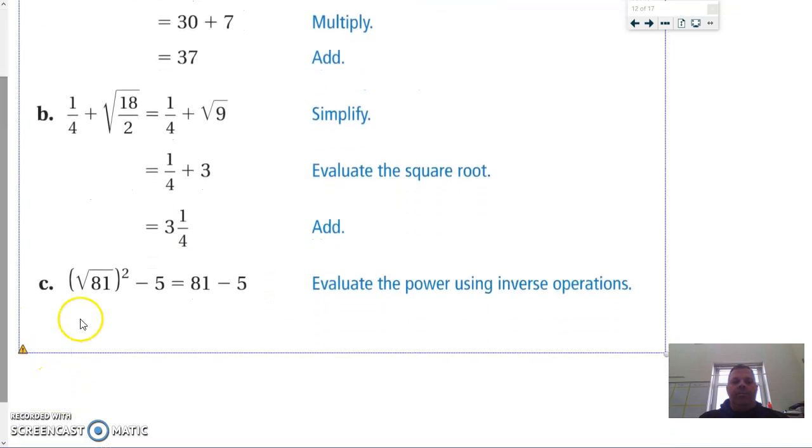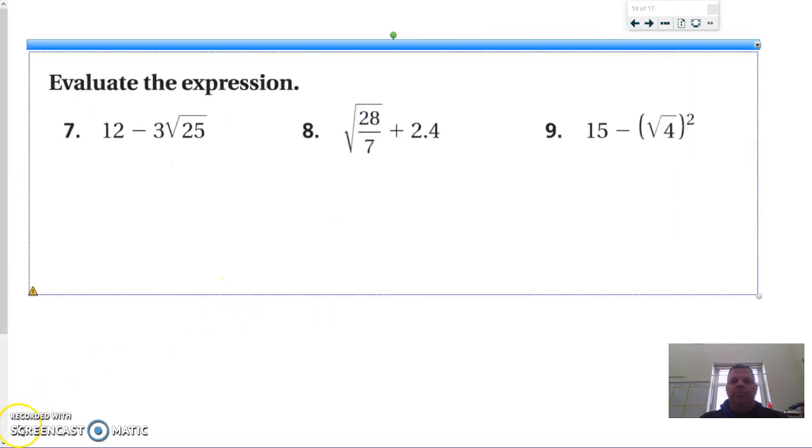In our third example, the square root of 81 is 9. 9 squared is 81. 81 minus 5 is 76. If I take the square root and square it, it basically cancels each other out, and we get our answer of 81 minus 5 is 76.